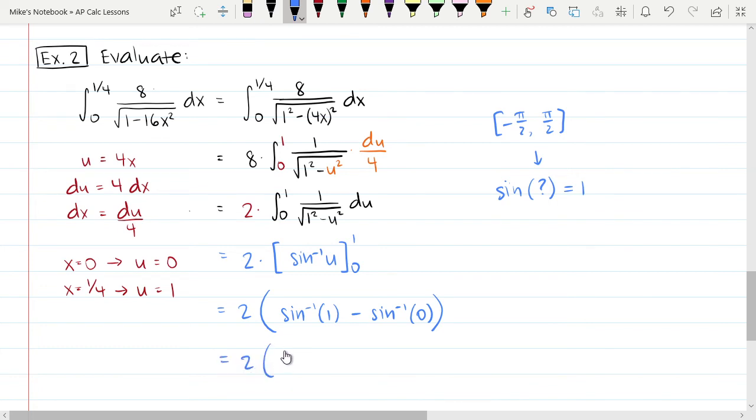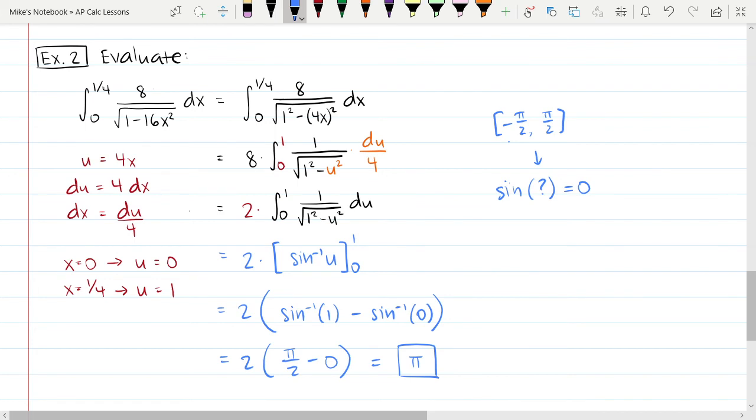So we get 2 times pi halves minus, now inverse sine of 0, that's asking sine of what angle gives you 0. Well, and it has to be between negative pi halves and pi halves, so that's going to just be 0. And then finally, I have 2 times pi halves, which just gives me pi. All right. So that is integration that leads to either an inverse sine or an inverse tangent.